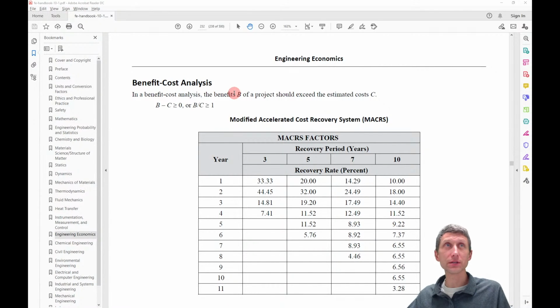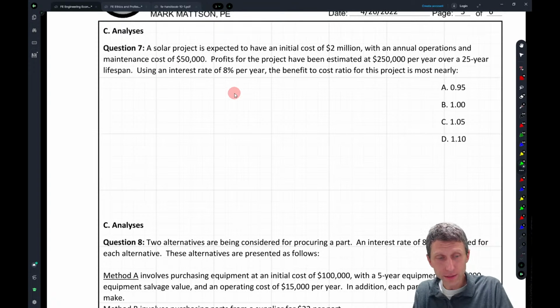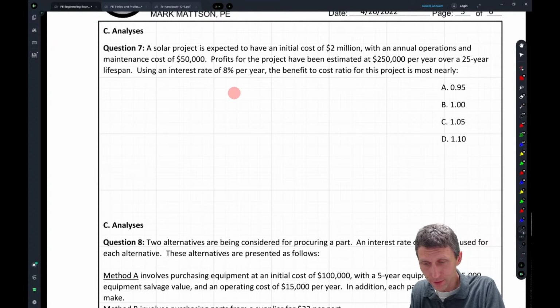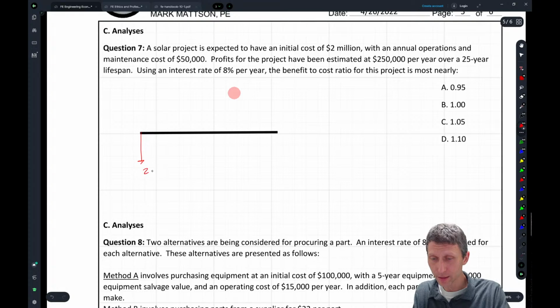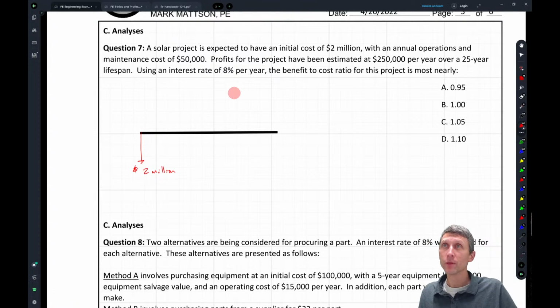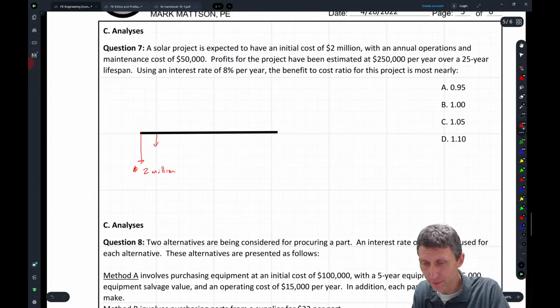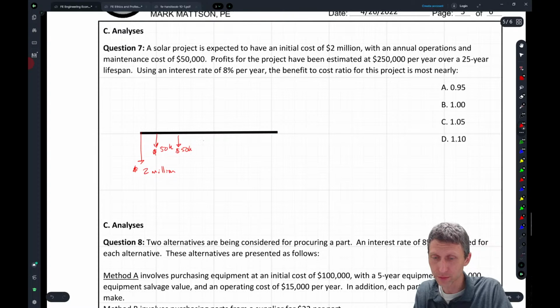So let's do our benefit cost ratio and see what we get. Let's say we have a project, right? We have a 25-year life cycle. So we're putting in $2 million. That's our initial upfront cost. What else do we have? We have a cost of $50K a year. Every year it's going to cost $50,000 to maintain this, whether it's mowing lawns or changing panels or whatever it is. We're going to add $50,000 every year for the life of this.